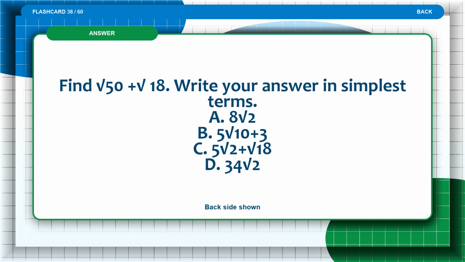The answer is: find √50 + √18. Write your answer in simplest terms. A: 8√2, B: 5√10 + 3, C: √2 + √18, D: 4√2.